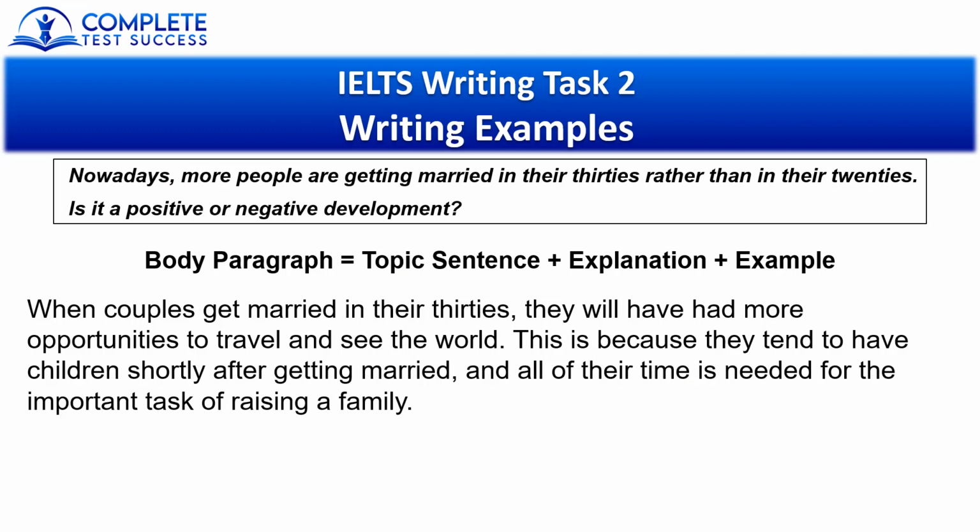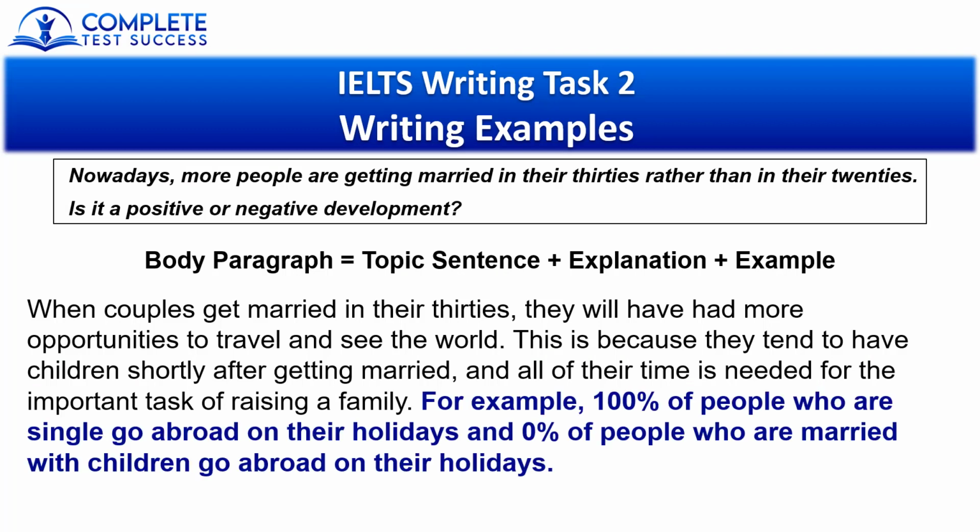It might look something like this. For example, 100% of people who are single go abroad on their holidays and 0% of people who are married with children go abroad on their holidays. The first issue here is that these percentages are too extreme and completely unrealistic. But even if those percentages were more realistic, the issue is that it's not very convincing and we would not consider it to be a very well supported argument, especially if you're looking for higher scores like a band 8 or a band 9 in task achievement.